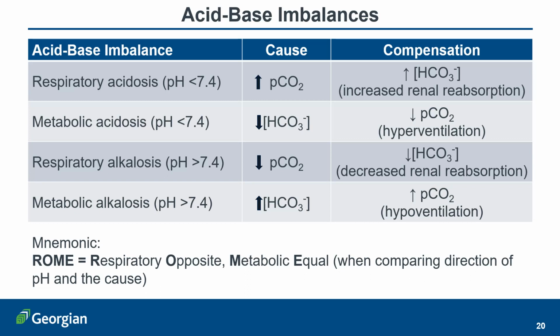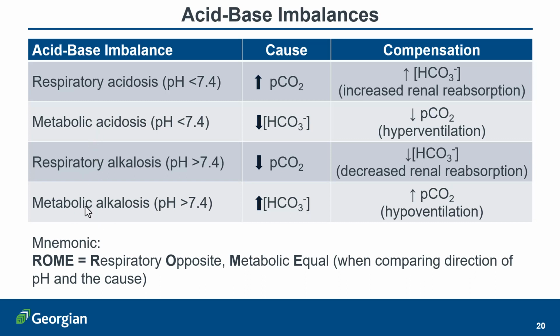You want to get rid of CO2, and so the lungs will compensate by hyperventilation in order to decrease the PCO2. Similarly, for metabolic alkalosis, you have, relatively speaking, too little metabolic acids. Consequently, serum bicarbonate concentration has increased, and therefore you want to retain more CO2. The lungs will compensate by hypoventilation in order to increase the PCO2.